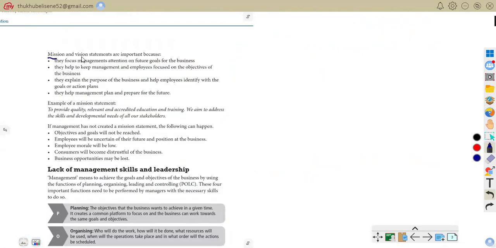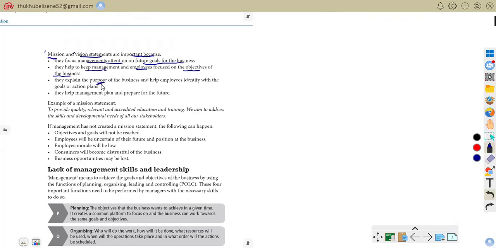Mission and vision statements are important, so now we want to know the importance of mission and vision. They focus managers' attention on future goals of the business, so they always make our managers future oriented and plan for the future. They help keep management and employees focused on the objectives of the business, in line with the goals and objectives of the organization.